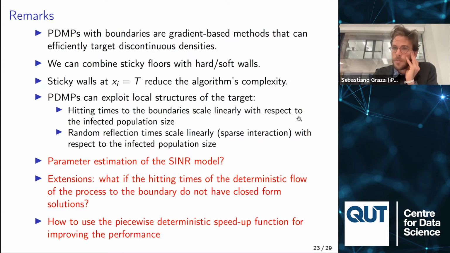I've been talking about boundaries, but I've been talking about nice boundaries, essentially, where we can compute heating times of the process. If the boundaries are not nice, are nasty, for example, then probably you should compute the heating time numerically, and it's first of all less efficient, and it's something that I haven't explored so far.